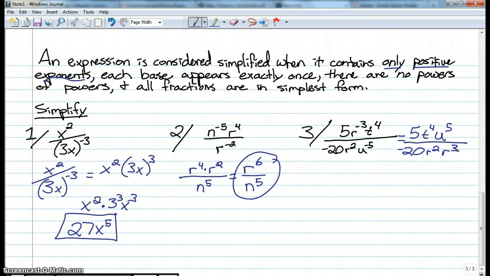Now, let's look at simplifying. 5 divided by negative 20, that's the same as 1 over negative 4. So, it's 1 t to the 4th, u to the 5th. So we have t to the 4th, u to the 5th, all over negative 4 r to the 5th.